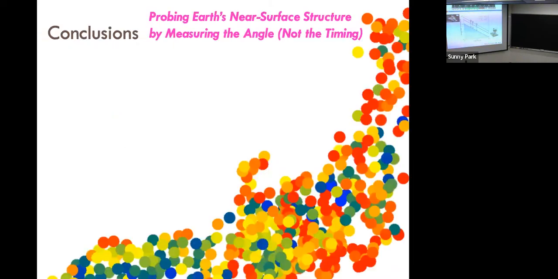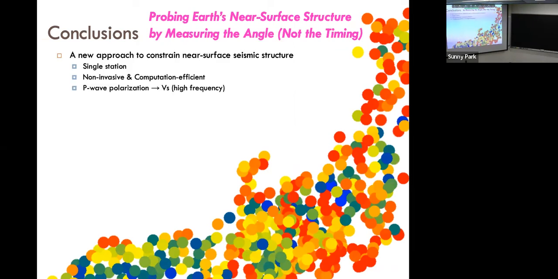So hopefully I have convinced you now that we can study the shallow structure by measuring the angle and not really the timing. That's basically my title. First, we showed that this method needs just a single station, as long as it's 3 component, and it's non-invasive and really fast in computation.